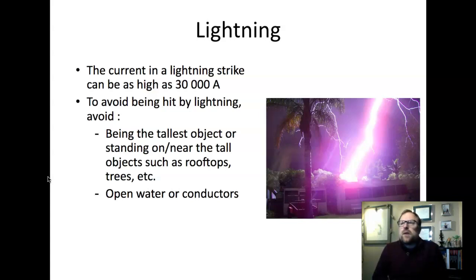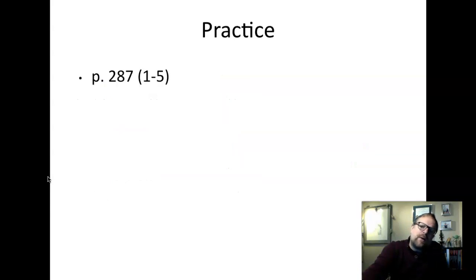We're getting into that season where we might start to get some thunderstorms. If you want to avoid being hit by lightning in a lightning storm, avoid being the tallest object or standing on or near tall objects such as rooftops and trees, and stay away from open waters or any other conductors. Don't be standing next to a metal pole during the lightning storm, because you may just become part of that circuit as the lightning finds its pathway into the ground.